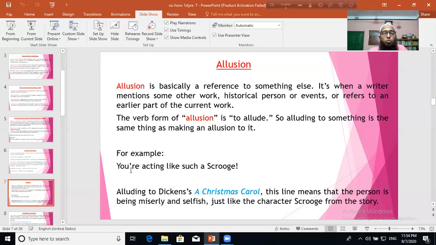So if you say to someone, you are acting like such a Scrooge, you are actually referring to the character from the story A Christmas Carol. So this sentence is an example of allusion. I think you have got it. Yes? Have you understood what allusion is? If you say, I am not Hamlet, you are referring to the character Hamlet of William Shakespeare. So this type of reference is allusion.